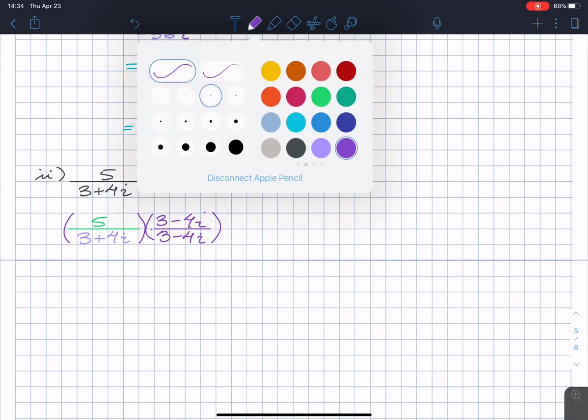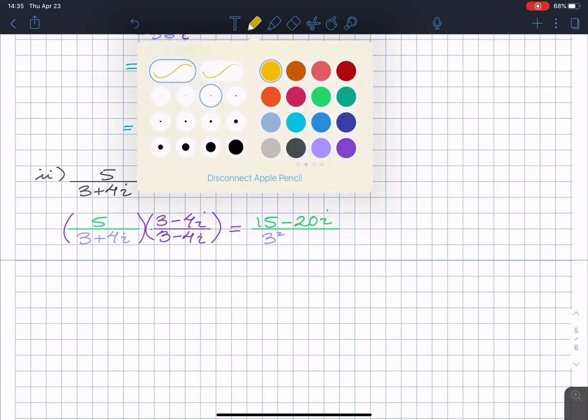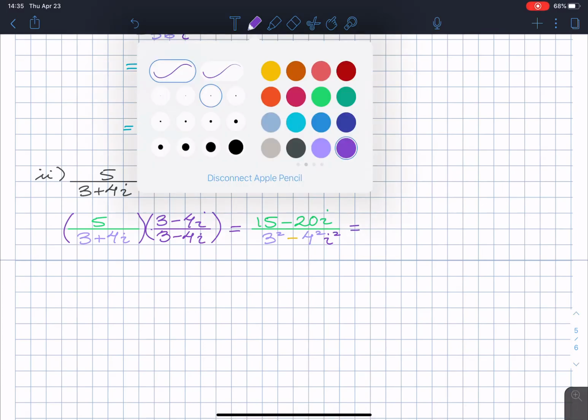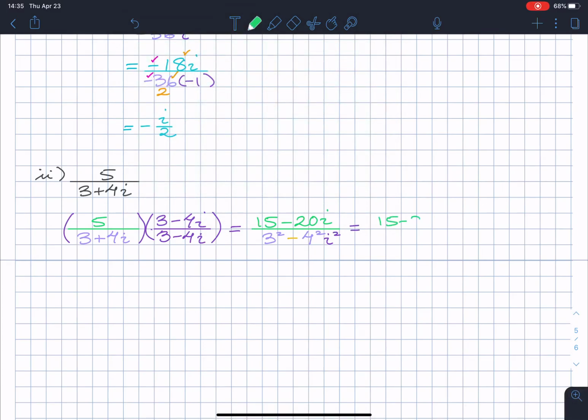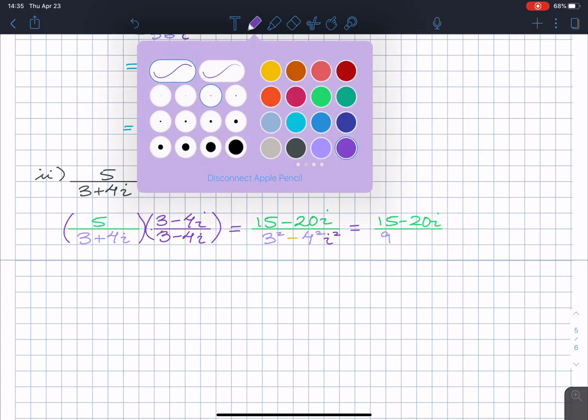Okay, so what do we get here? Distributing in the numerator, 5 times 3 is 15, and 5 times negative 4 is negative 20i, divided by what amounts to the difference of squares in the denominator. That is 3 squared minus 4 squared i squared. But remember, i squared is negative 1, so we should always get the sum of squares. So in the numerator, we have 15 minus 20i, and in the denominator, we have 9 plus 16.